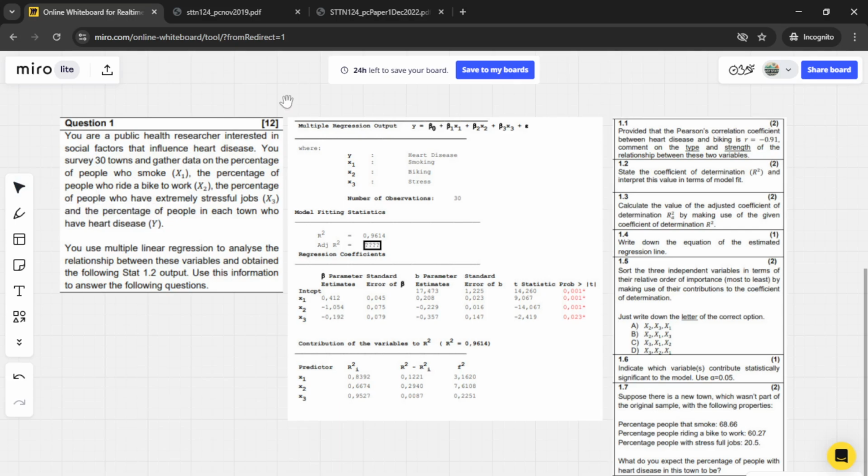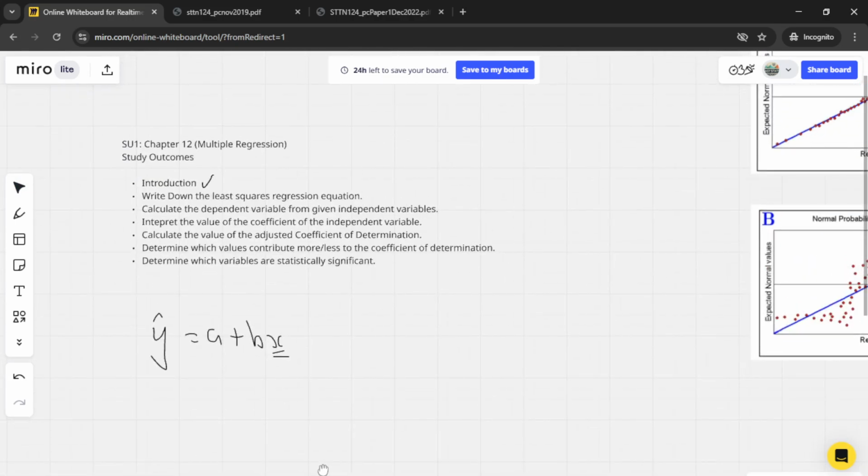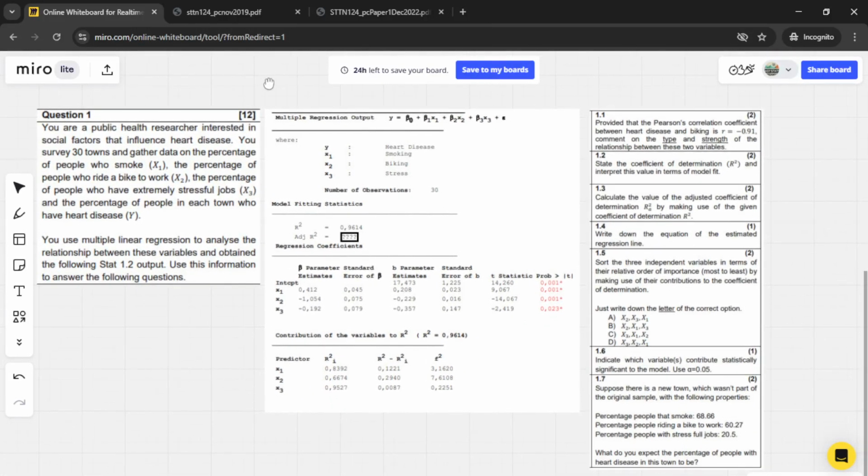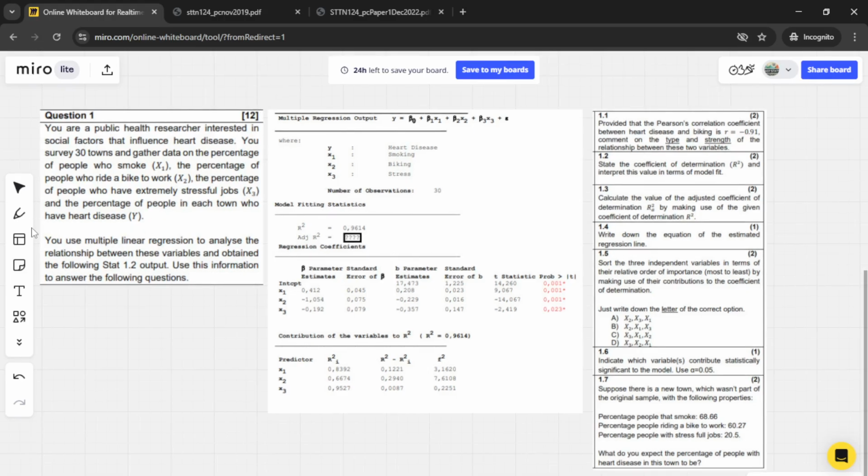The first one says: write down the least squares regression equation. As you can see, that is one of the study outcomes. But before we do that, we have to read our scenario and analyze the stat 1.2 output, and then we'll answer that question.